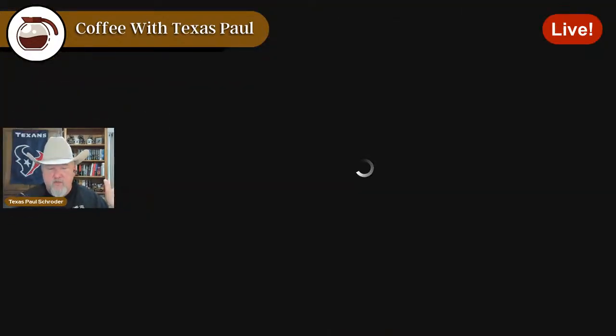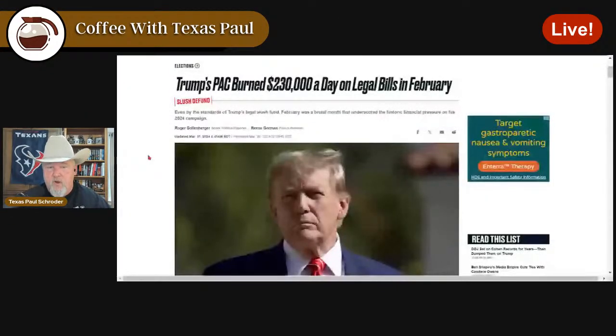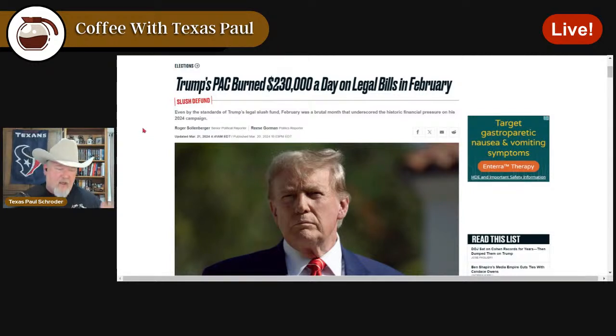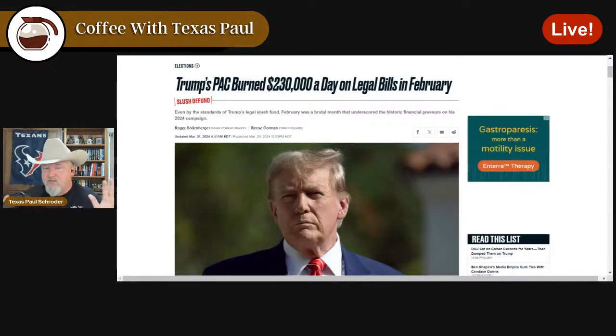They do this. So far, they are burning through $230,000 a day in legal expenses for Donald Trump. Now, I'm going to be honest with you folks. I think this is going to shake out and it's going to turn out he's pocketing cash. That's where I suspect this is going, because I don't think they're really paying lawyers $230,000 a day. I think this is him grifting money straight out of his PAC to pay for anything.